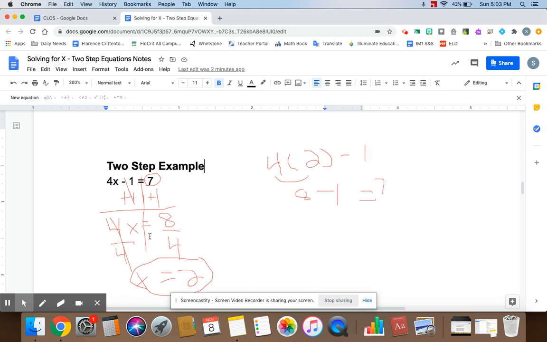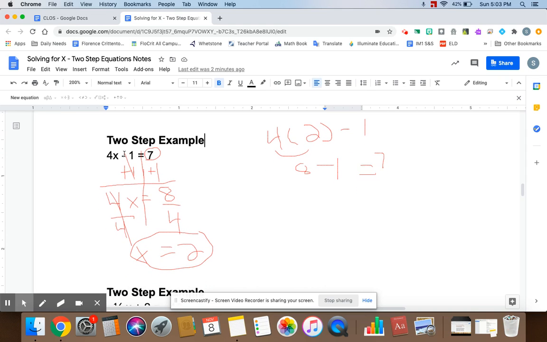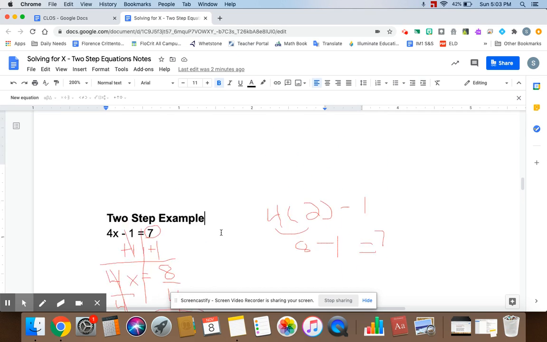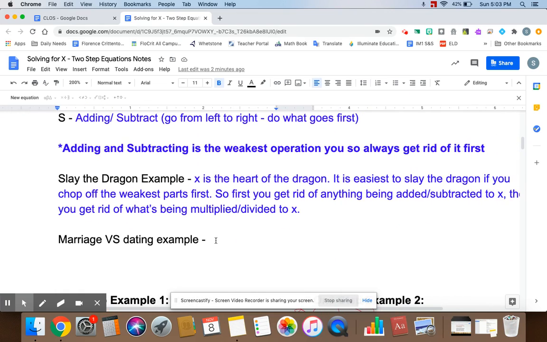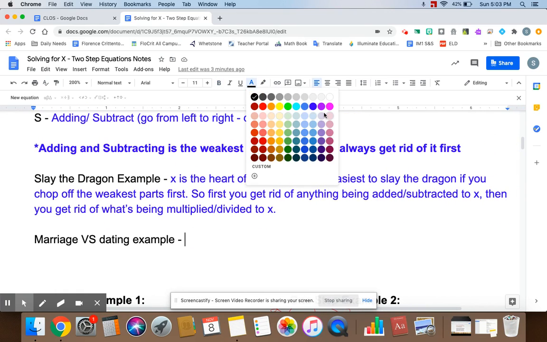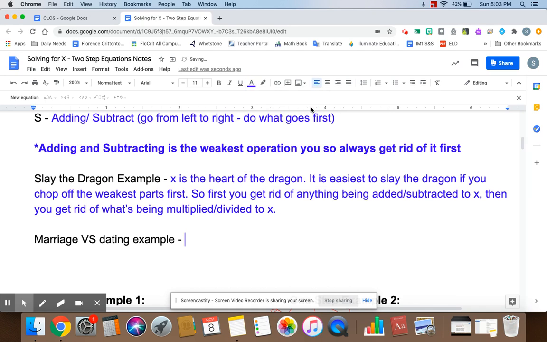So another way to think about it, besides the whole get rid of the weakest thing first and then the next weakest thing to end up with the x by itself, is you can also think of the marriage versus dating example. When both things are happening, x is being multiplied to a number. And think of multiplied as the same thing as married.